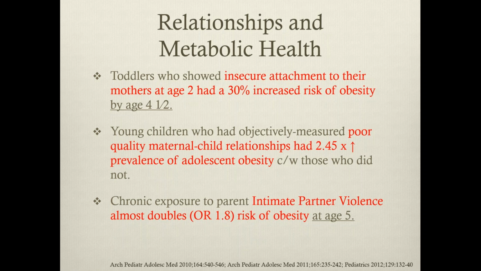So toddlers who had an insecure attachment to their mothers at age 2, if you go back to your Psych 101 classes, had a 30% increased risk of obesity at age 4.5. Another study found that young children whose maternal-child relationship was objectively measured by scientists had about 2.5 times higher risk of adolescent obesity than those who did not have a poor quality maternal-child relationship. And we know that a child who has chronic exposure to parent and or partner violence almost doubles their risk of obesity by age 5.